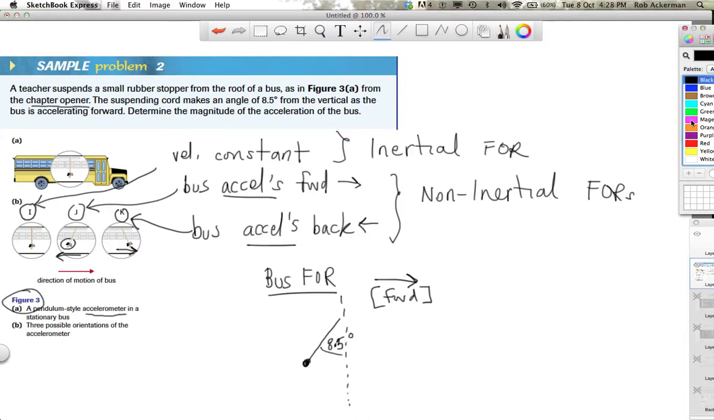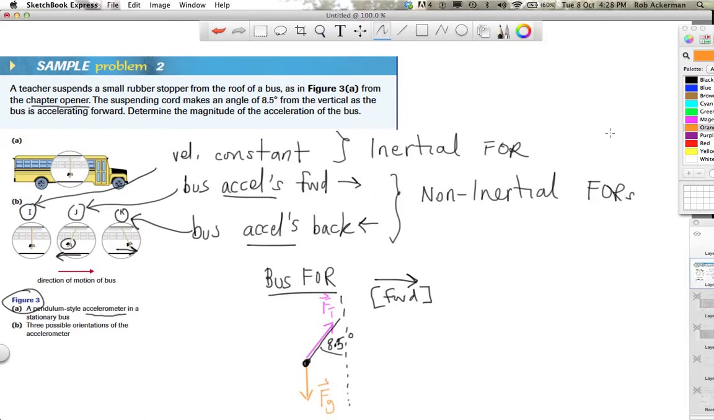What would be the forces acting in this frame of reference? Well, certainly tension will be acting. We have a string, and so that goes this way. What else will be acting? Well, certainly gravity, because we are on Earth, so we're going to have the force of gravity. That's easy enough, nothing too tough there.